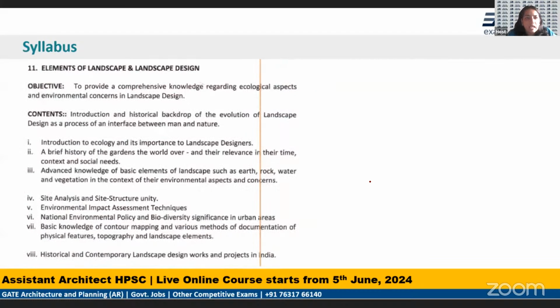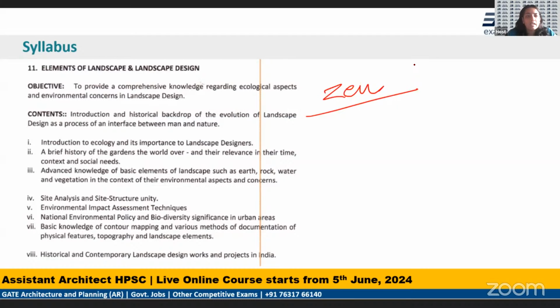Then coming to landscape, here landscape again, you are expected to know right from the basics, your landscape designers, various elements of landscape, what are elements related to earth, rock, water, vegetation, brief history about the gardens of landscape. So you have Japanese gardens, you have the Mughal gardens, for example, right? What are Zen gardens, right? All of these are expected to know.